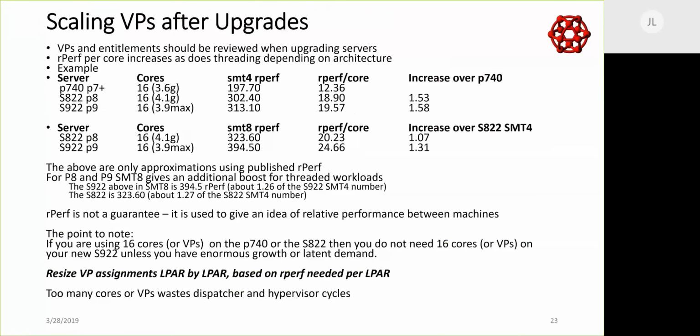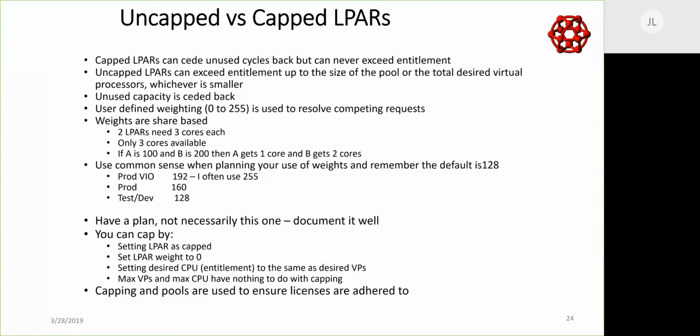I just have a comment here on capped versus uncapped LPARs. If you cap an LPAR, it can give up unused cycles, but it can never grow above entitlement. There's multiple ways you can cap an LPAR. One is to check the box that says capped. The other one is to give it a weight of 0. A weight of 0 does a soft cap. And the third way is to set your virtual processors to your entitlement. Anytime that you do that, you are basically capping the LPAR and it can't grow.